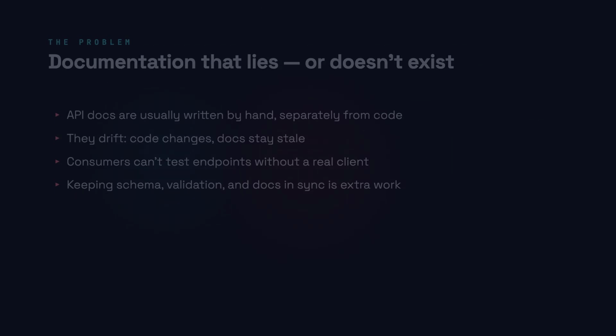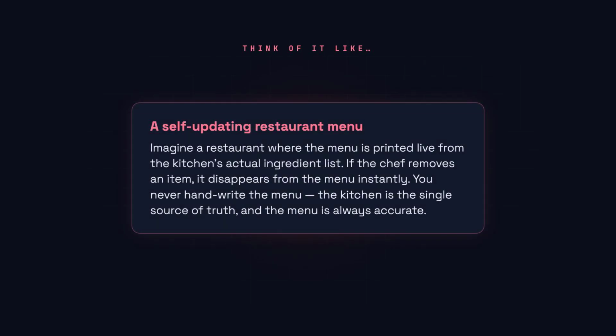Think of a restaurant where the printed menu is generated automatically from whatever the kitchen actually has in stock that day. Nobody types the menu by hand, it reflects reality. FastAPI works the same way. Your Python function signatures and type hints are the kitchen, and the documentation is the menu that gets generated from them automatically, always in sync.